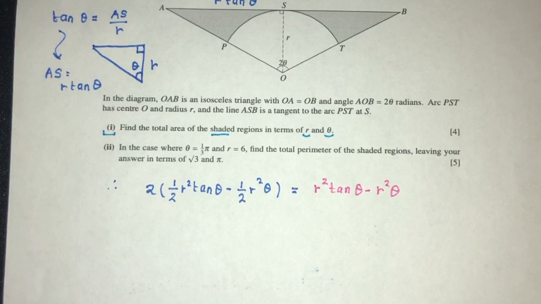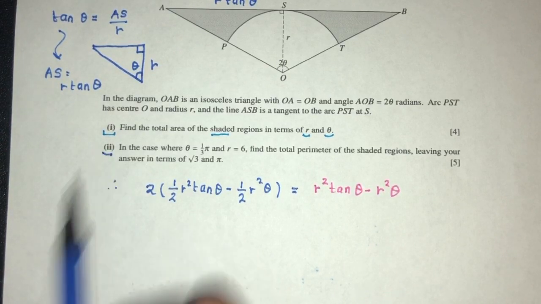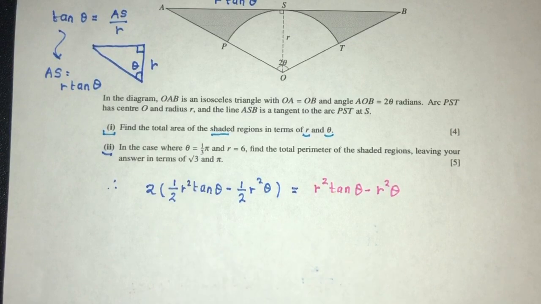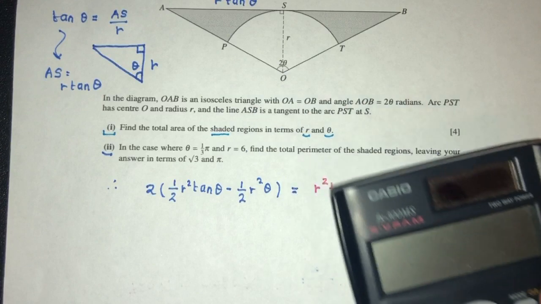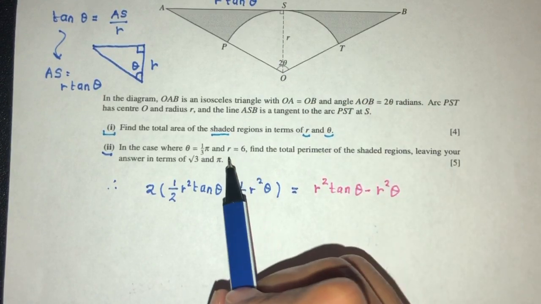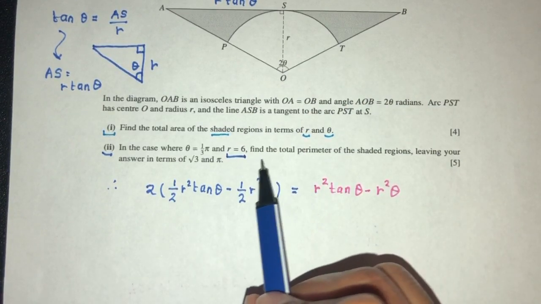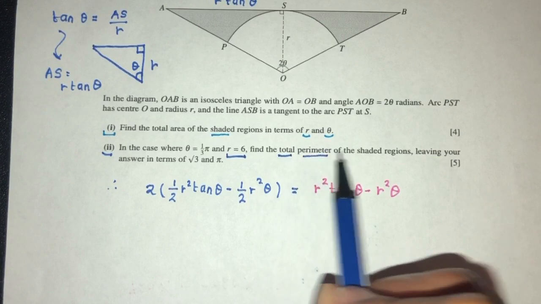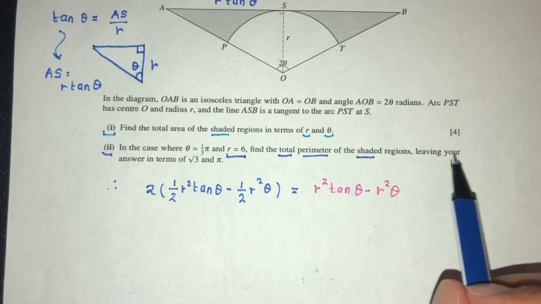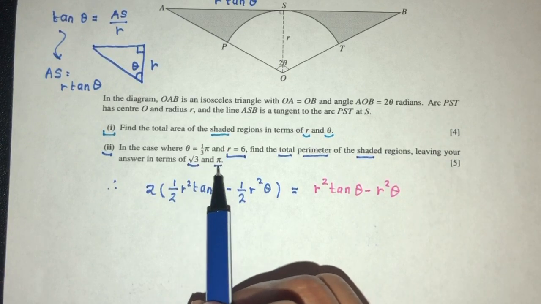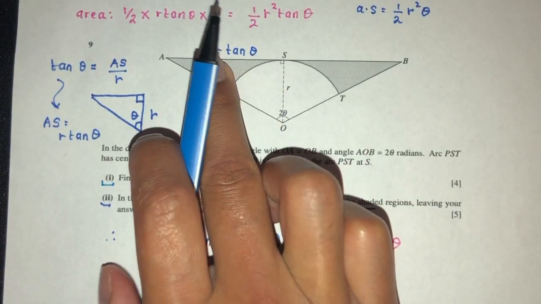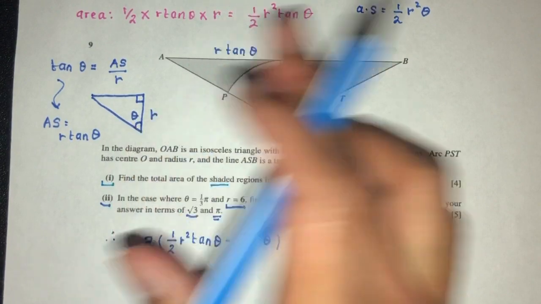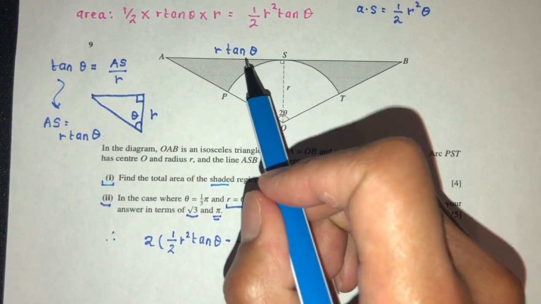We're good. Now question part 2. In the case where theta is 1/3 pi, now what is 1/3 pi? 1/3 times 180, that should be 60 degrees. Now, radius is 6. We have to find the total perimeter of the shaded regions, leaving your answer in terms of √3 and pi. So find the exact value of the perimeter. Again, we understand that this perimeter is the same as this, so we can just find this one, then multiply by 2. Right. So again, let's break this down.